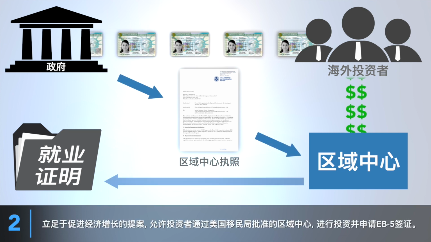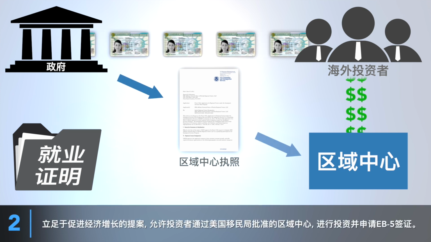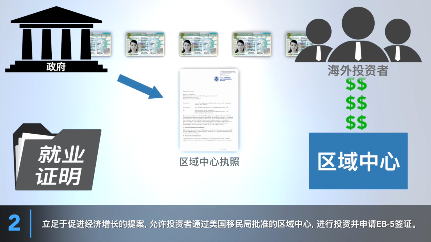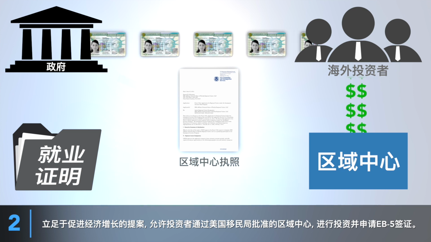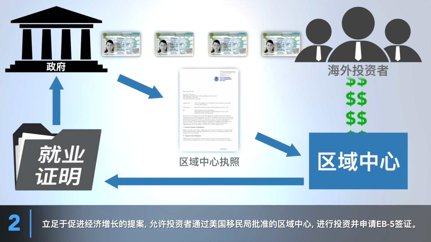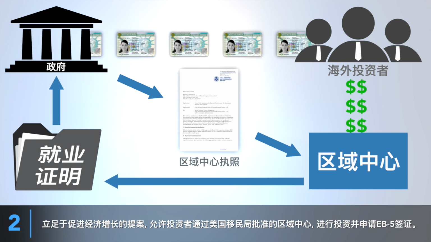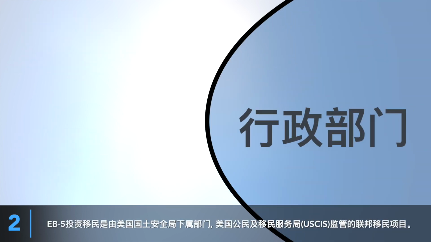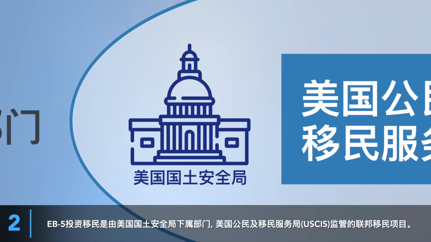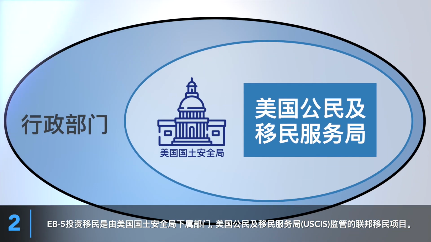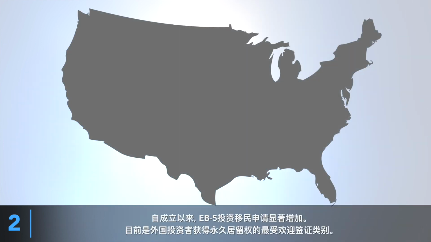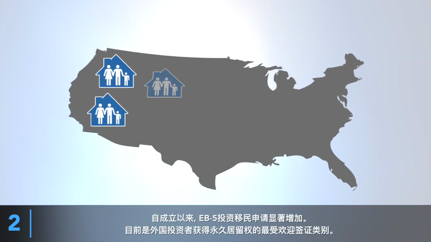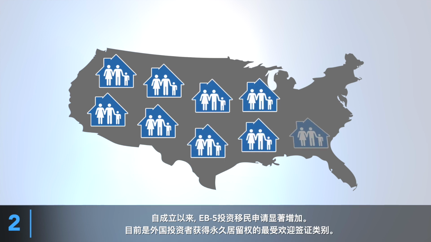It allows investors to qualify for EB-5 visas by investing through regional centers designated and approved by United States Citizenship and Immigration Services, or USCIS, based on proposals for promoting economic growth. The EB-5 program is a federal program administered by USCIS, which is a division of the U.S. Department of Homeland Security.